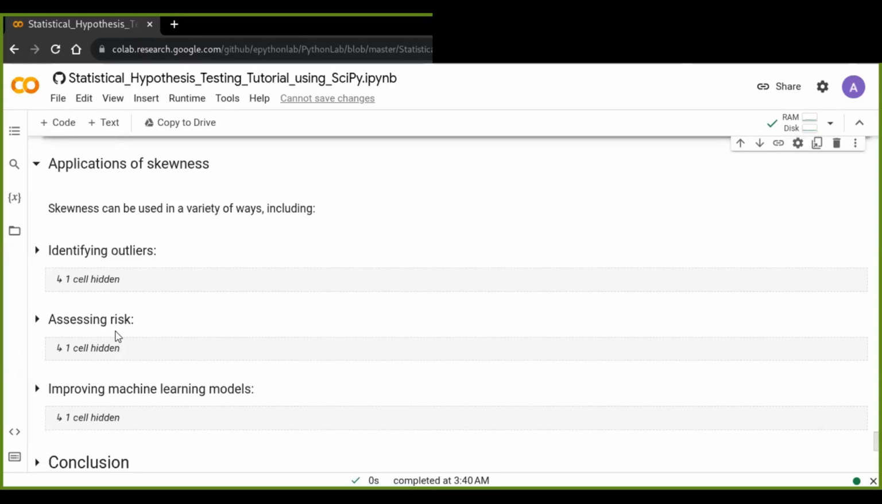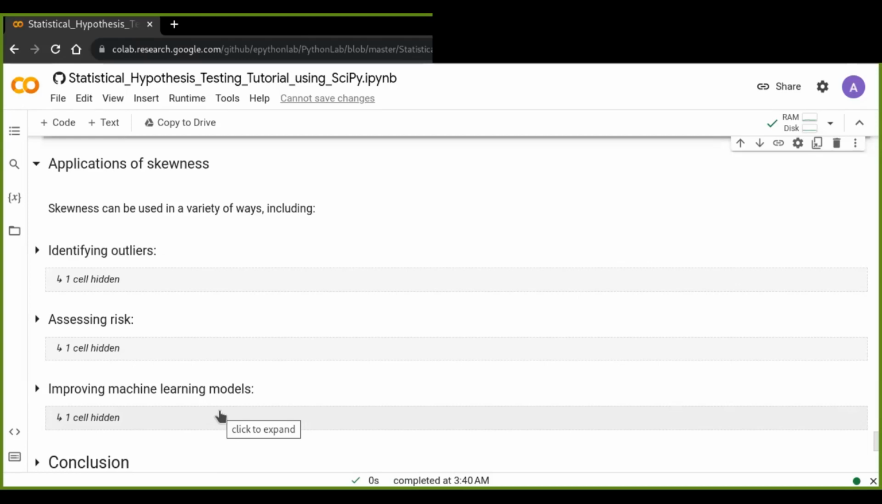And the other is improving machine learning models, because skewness can be used to improve the performance of machine learning models. For example, a machine learning model that is trained on skewed data may not perform well on new data. If your data has skewness, either positive or negative, the model will not perform well on unseen data that is not skewed. By transforming the data to reduce skewness, you can improve the performance of the machine learning model.